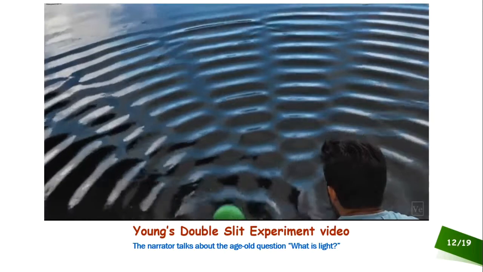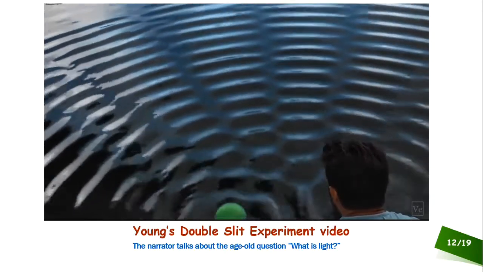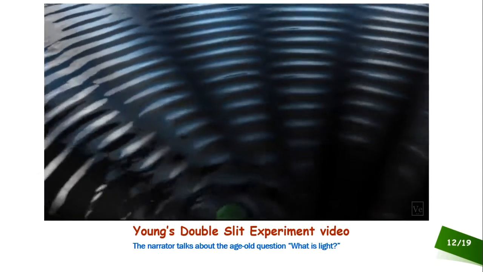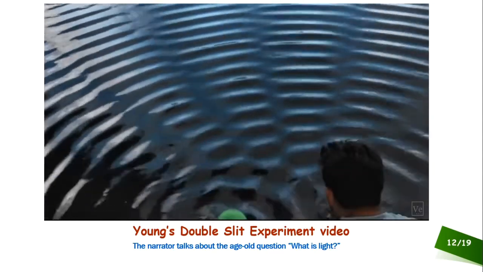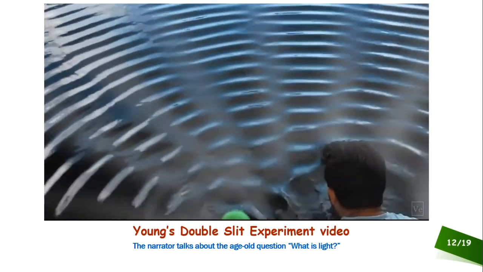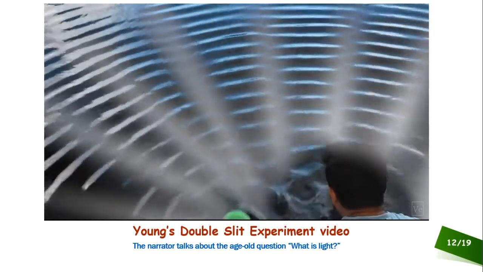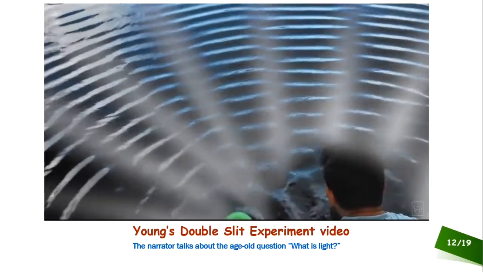Where they meet up, peaks with peaks and troughs with troughs, the amplitude of the wave is increased. That's what we call constructive interference. But if the peak from one wave meets up with the trough from the other, then we get destructive interference and there's basically no wave there. And this is exactly what was happening with the light.